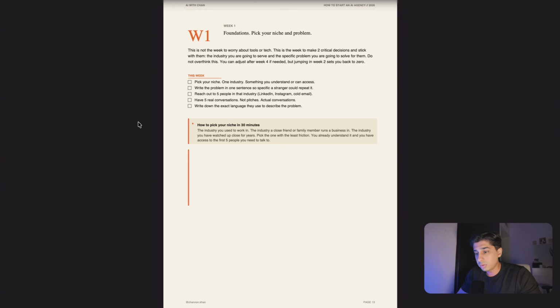And have 5 real conversations. Again, no pitches, just conversations. I say 5 here. You can start with 5 if you are fully new, but 10 I would say is the minimum. And write down the exact language they use to describe their problems. Now you can use tools like Fathom or Whisperflow, etc. to record these calls, so you don't have to write it down. And then create a document on how they speak, and then you can start understanding it, right?